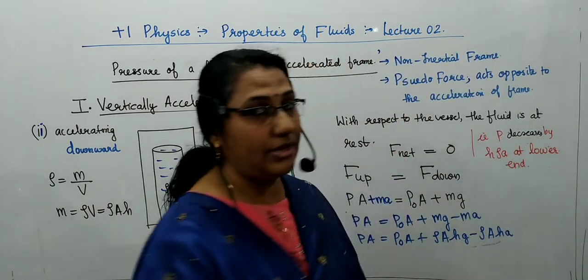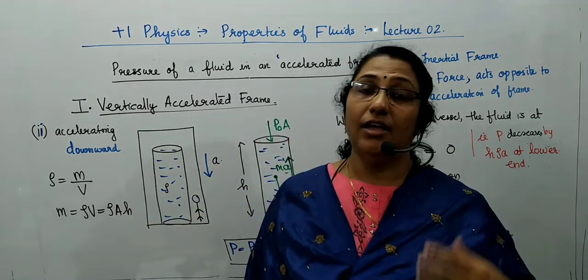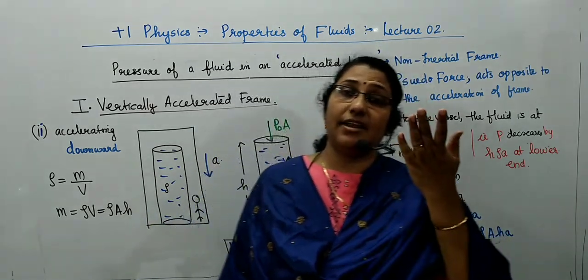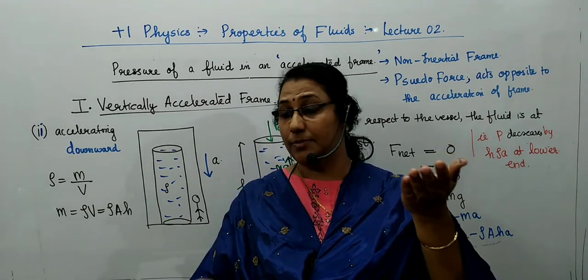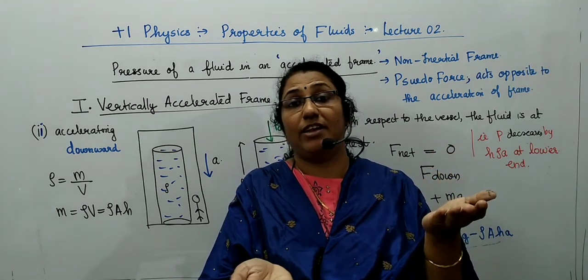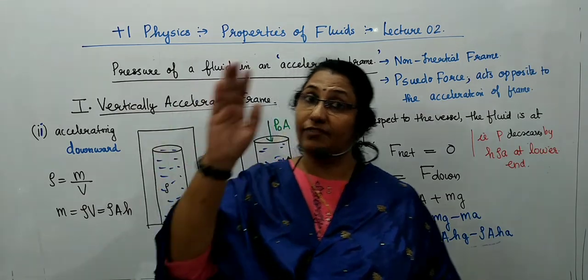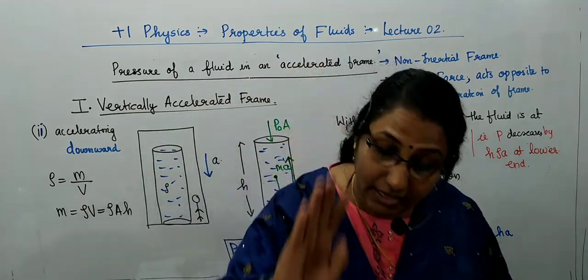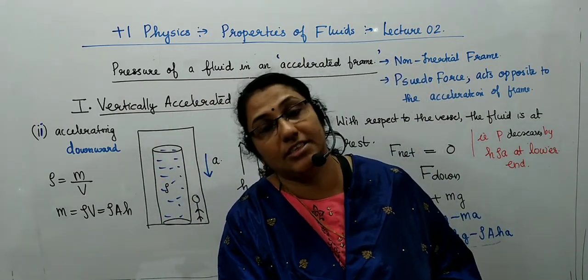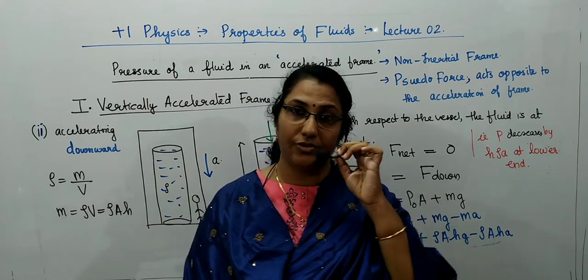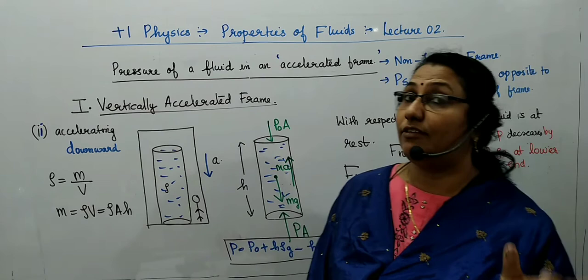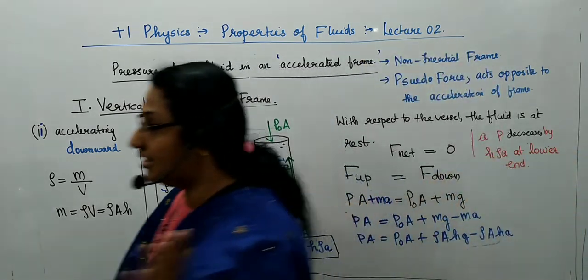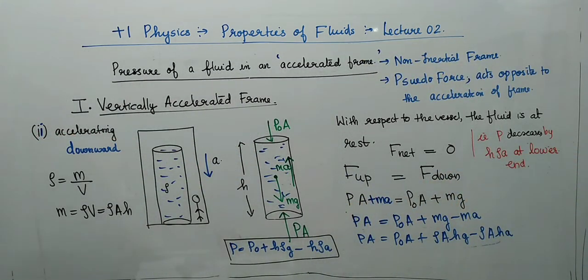Okay, so now we understood what happens when the vessel containing fluid is accelerated up or down. When the vessel containing fluid is accelerated up, the pressure on the lower end increases by a factor H rho a, and when the vessel containing fluid is accelerated down, the pressure on the lower end decreases by a factor H rho a, when compared to the pressure on the lower end when the fluid is at rest. Clear? Hoping you understood everything.